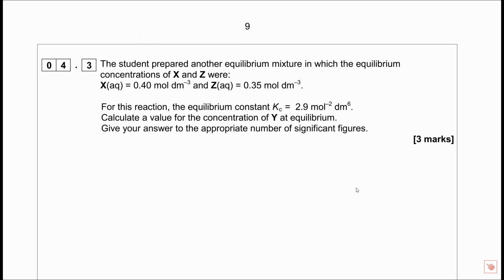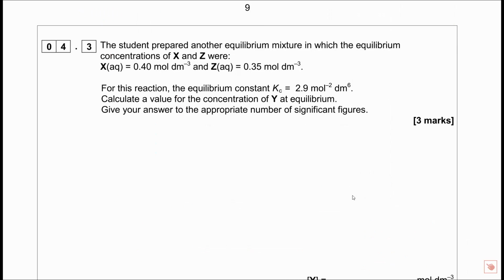Okay, 4.3, still continuing with question 4 and an equilibrium here, linking it to Kc now for this reaction. I've got to do equilibrium expressions and everything. For this reaction, the equilibrium constant Kc is 2.9 mol^-2 dm^6. Calculate the value for the concentration of Y at equilibrium. That's actually surprisingly straightforward.